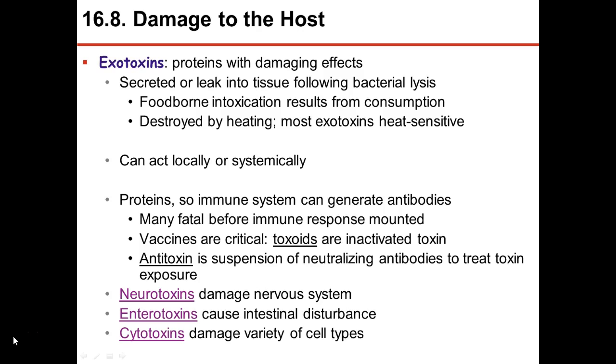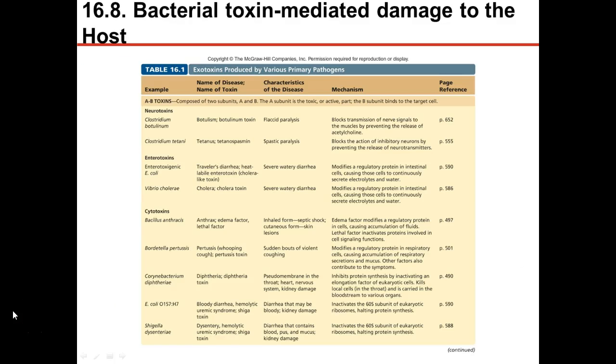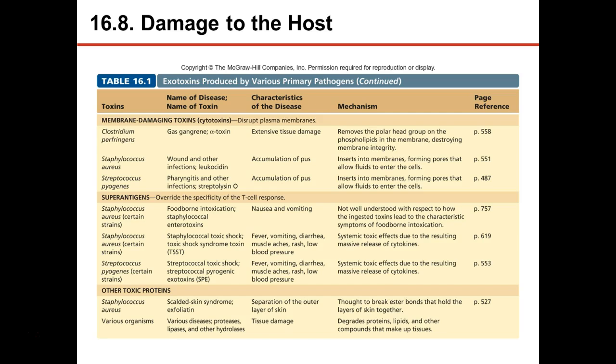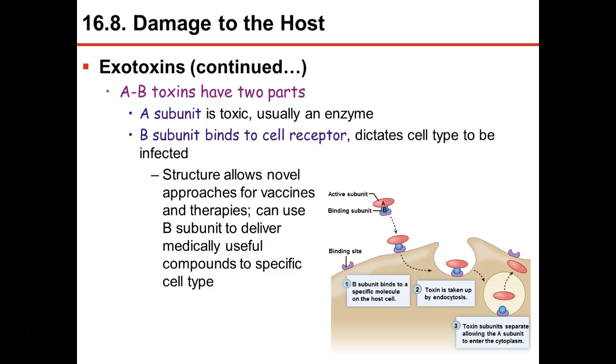These toxins, these exotoxins, come in 3 different styles. Neurotoxins damage the nervous system, enterotoxins are going to damage intestinal, and cytotoxins are basically a catch-all for any cell type. So here's some tables. I won't go through them, but tables of different diseases and the toxins that actually produce them. And that goes on for 2 slides here.